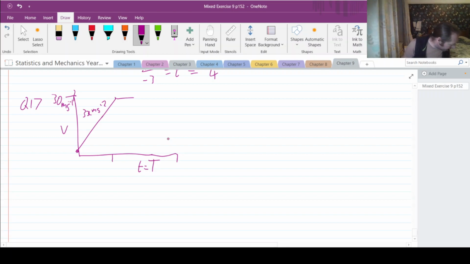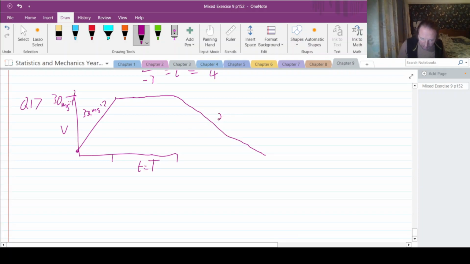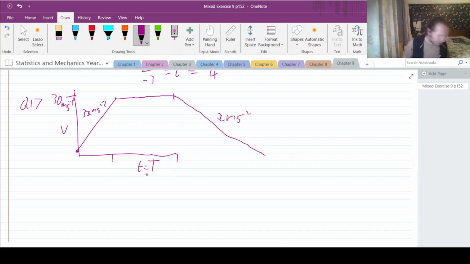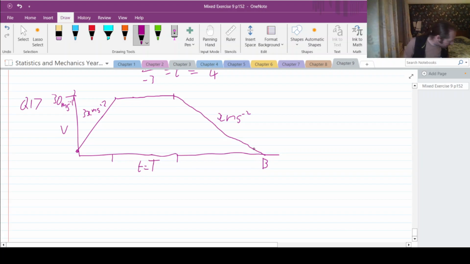The train then decelerates uniformly at x meters a second. So it comes across here and then it comes down here at x meters a second minus 2, until it comes to rest at station B. The distance between the stations is 6 kilometers. So this is station B. Did it start at station A? Yeah. And the entire thing is 6 kilometers. Lovely.